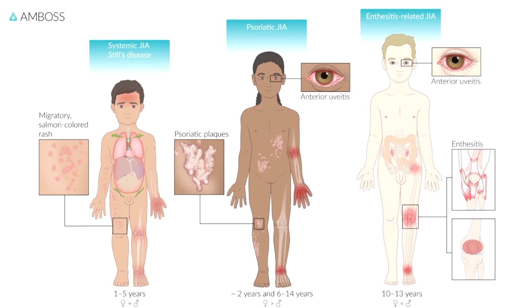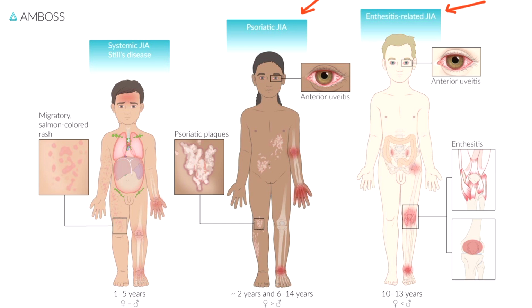Now let's discuss other less common types briefly. Other types of JIA include psoriatic and enthesitis-related JIA. In psoriatic JIA, joint involvement is asymmetrical, and patients have associated psoriasis as well as anterior uveitis. This type also affects more girls than boys.